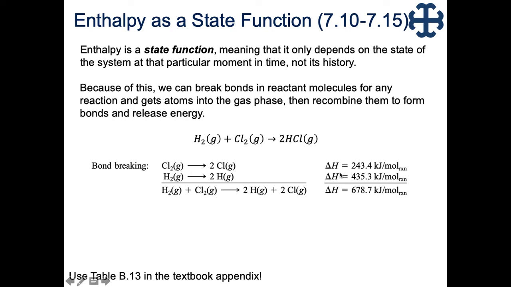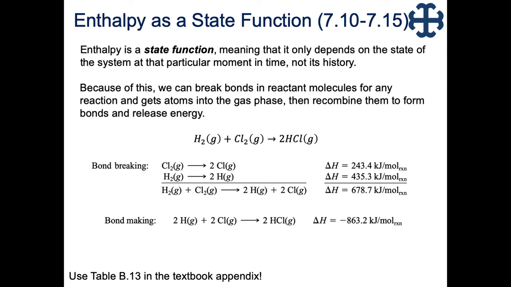So we know these delta H values are going to be positive. So we'd have positive 243.4 for breaking chlorine, positive 435.3 for breaking hydrogen. And then when we add those two up, so the total chemical reaction there, we're just adding those values to get 678.7 kilojoules per mole for our reaction.